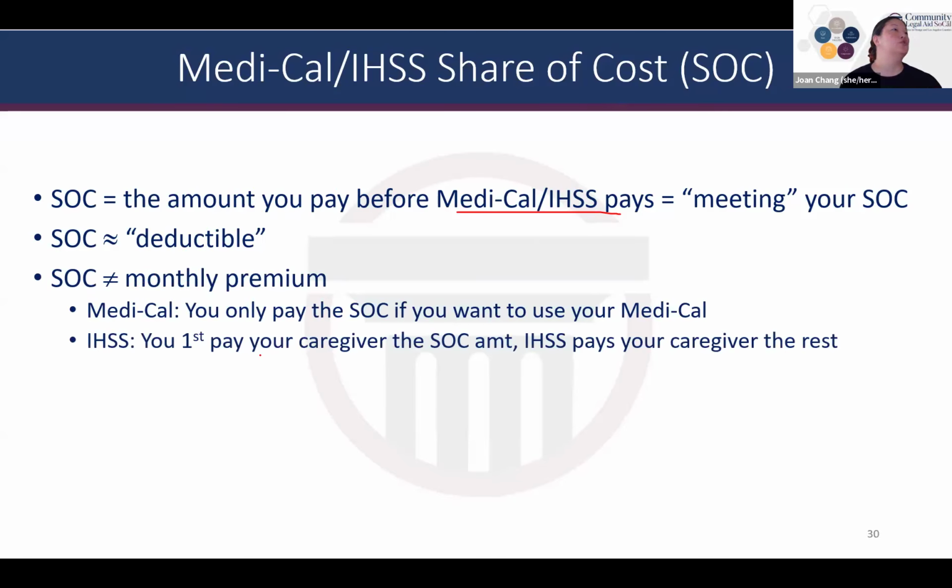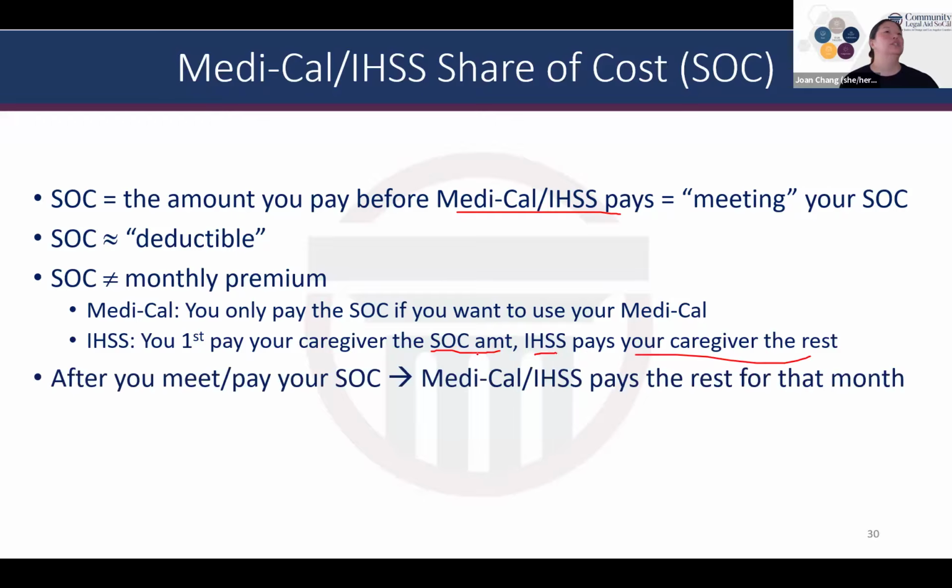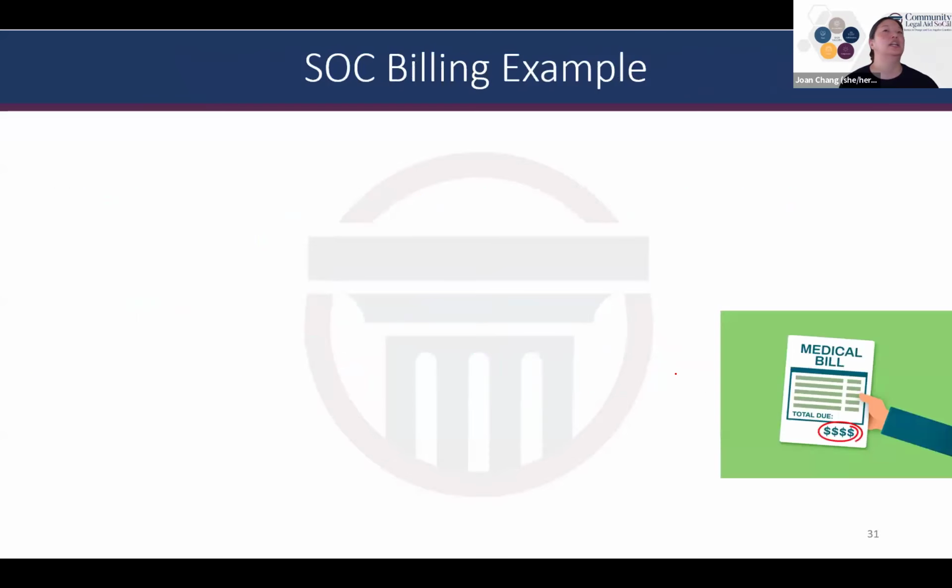For IHSS, you first pay the caregiver the share of cost amount, then IHSS in the state of California covers the rest. So we're going to show you an example of this. After you meet or pay your share of cost, then IHSS and Medi-Cal pays and covers everything else for the rest of the month. So think of it again, it's monthly. These are monthly share of cost amounts. So let's look at these in an example.